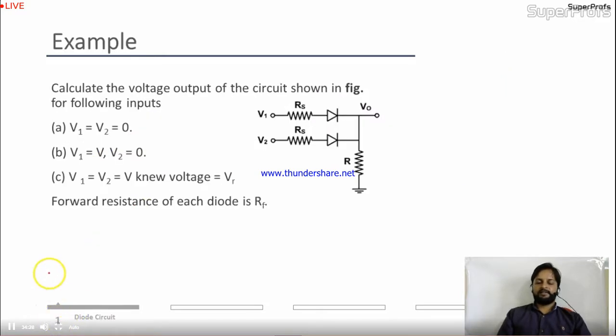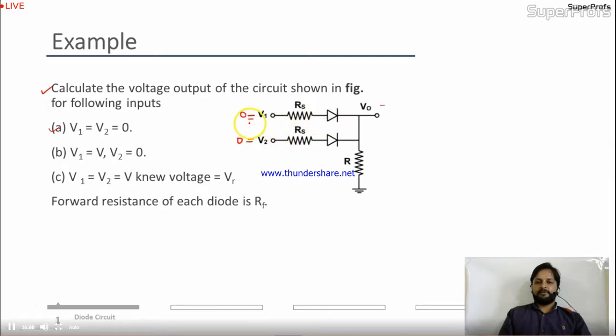Now come to the next, and that is one example I consider over here. Calculate the voltage output of the circuit shown in the figure for the following inputs. We have three conditions given over here. Firstly, we have to calculate the output. Where is the output? Here is the output. I'll consider the first condition. V1 and V2 both are 0.